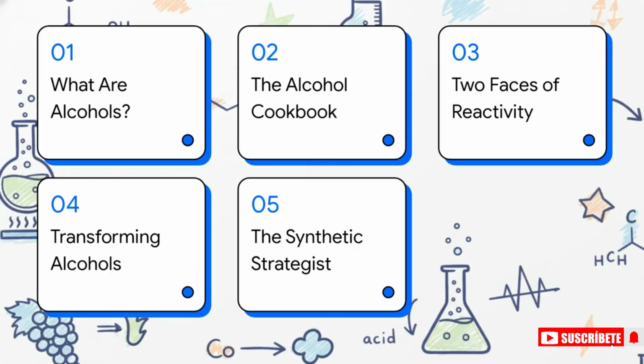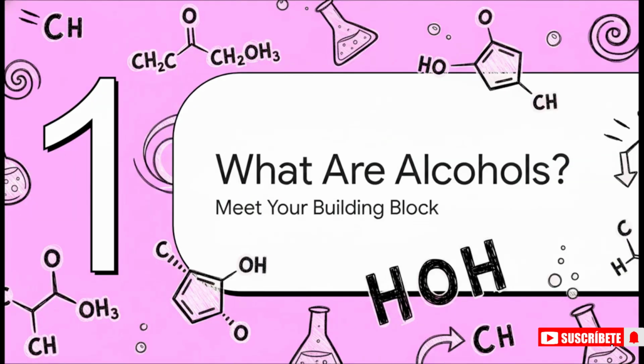So, in this explainer, we're going to really get our hands dirty and master that toolkit. We'll kick things off with the basics. What even are alcohols? Then, we're going to crack open the chemist's cookbook for 5 key recipes to make them. From there, we'll explore their two-sided reactivity, see how to transform them, and finally, learn to think like a synthetic strategist, ready to build anything. Okay, let's just jump right in.